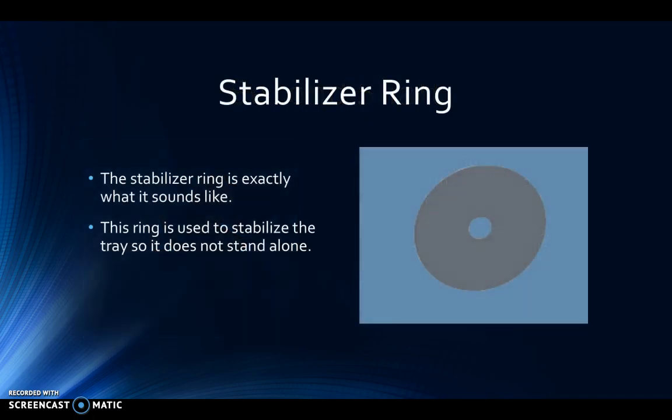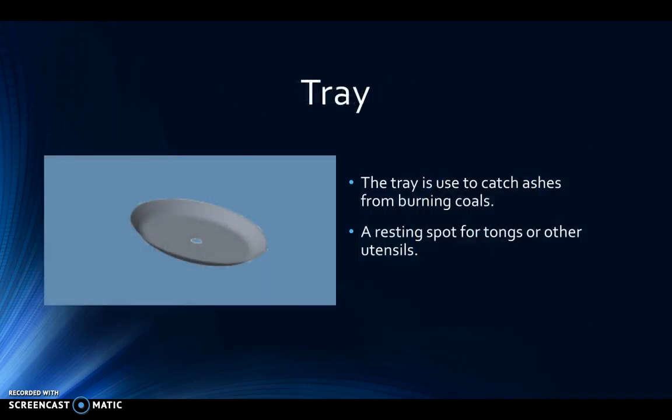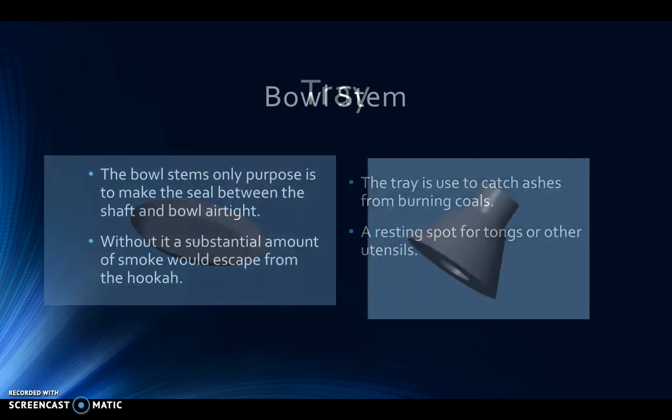Stabilizer ring. The stabilizer ring is exactly what it sounds like. This ring is used to stabilize the tray so it does not stand alone. Tray. The tray is used to catch ashes from burning coals, a resting spot for tongs and other utensils.